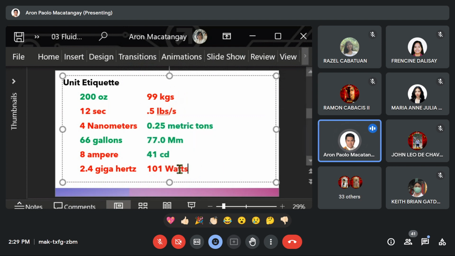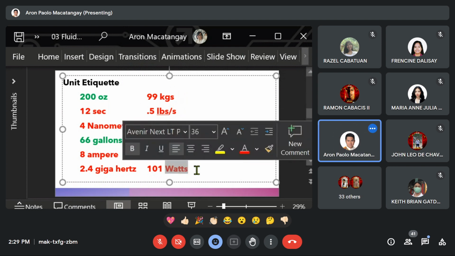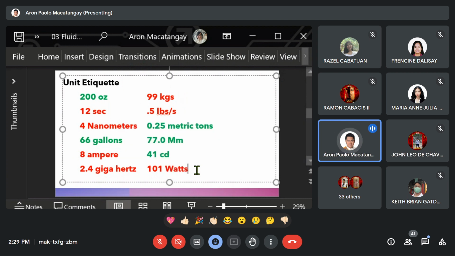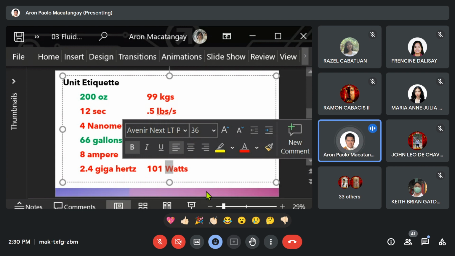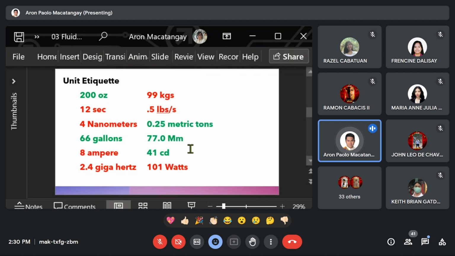Watts is the name of a person, so it should not be... Then it is written in full name, a full unit, not shorthand. So the W should be a small letter. So the 5 remaining items are written correctly. Okay?